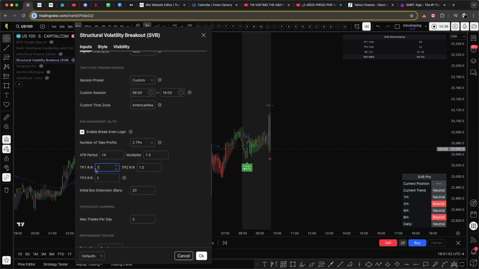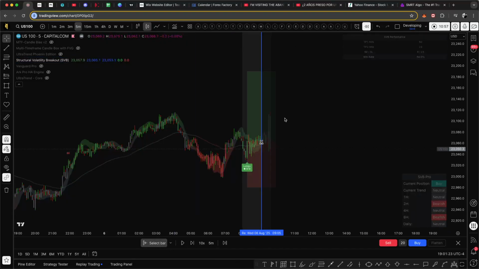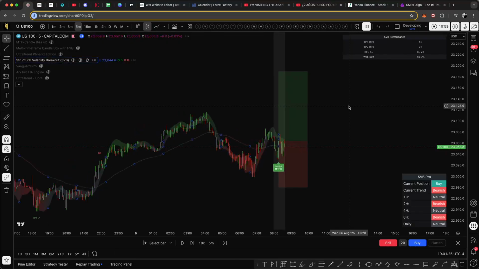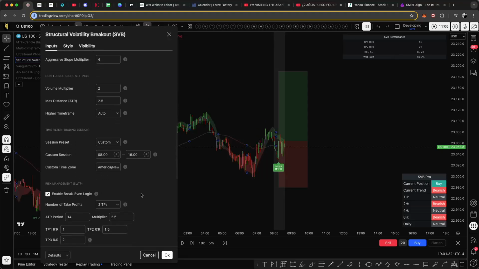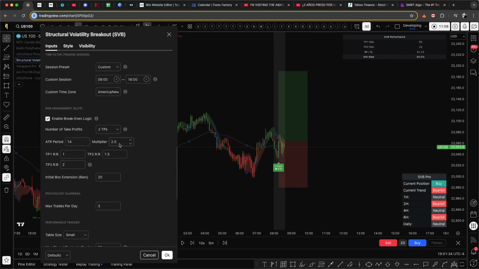So TP1, let's see, 1 to 1.5. Yeah, 1 to 1.5. You can even increase the multiplier. If you increase the multiplier, notice what happens right here. I want to show you, because you can play with this. Sometimes, if you want to give more room, more space to play with, you can play with this, depending on what you're trading.